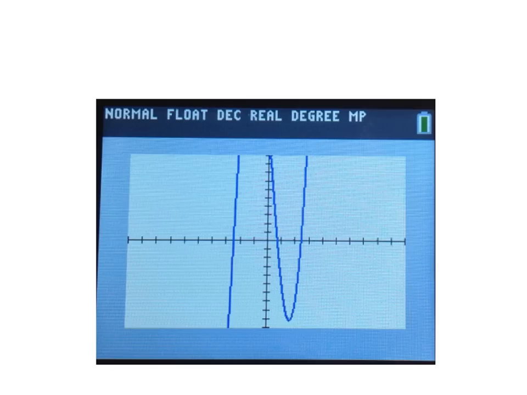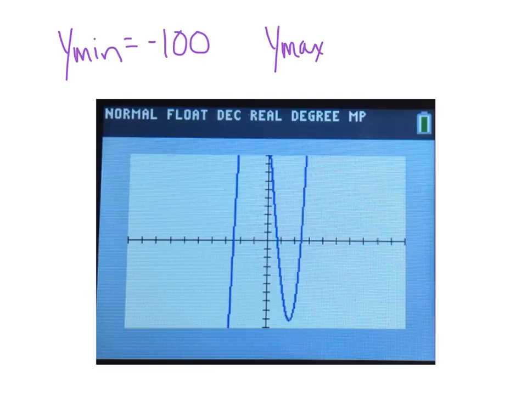Okay, so first things first. I hit my window button, and I did not adjust the x-min, the x-max, or the x-scale at all. What I did do is I changed my y-min to negative 100. I changed my y-max to positive 100. And I changed my y-scale to 10. All it did is space out my hash marks so that I didn't see 100 hash marks piled right on top of each other. And then I hit graph.